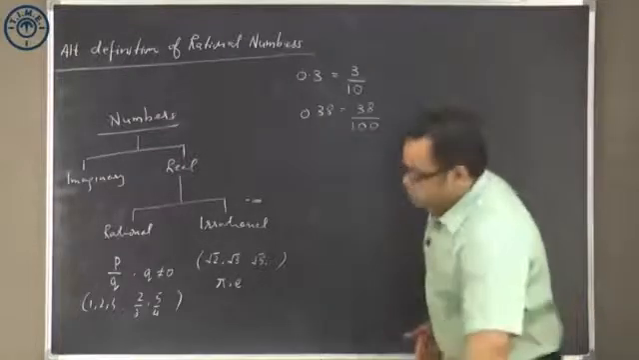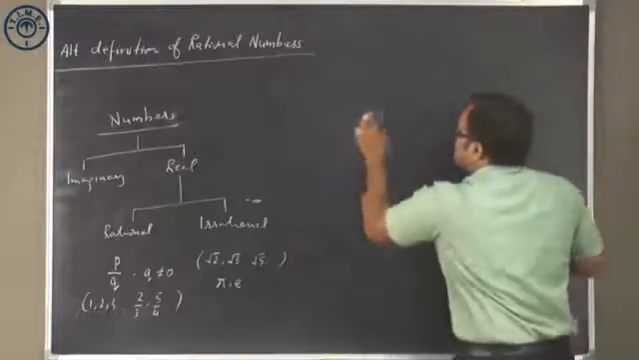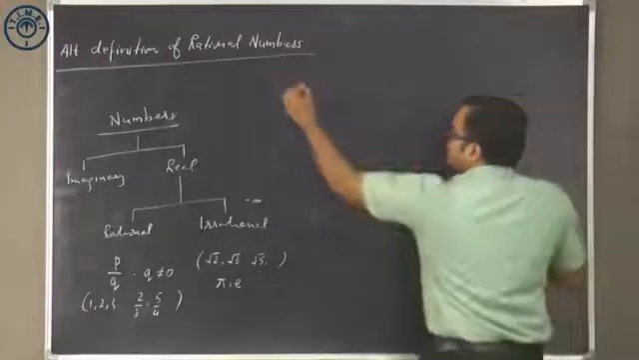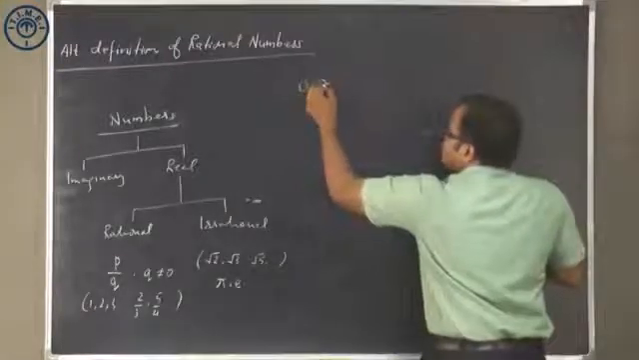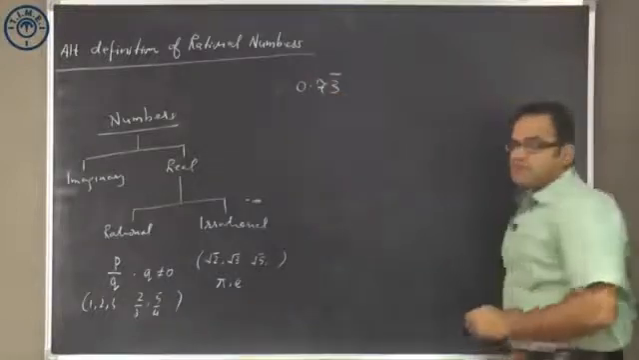The problem comes when we need to convert the recurring decimals into fractions. Let us say I have to convert 0.73, where 3 has a bar.